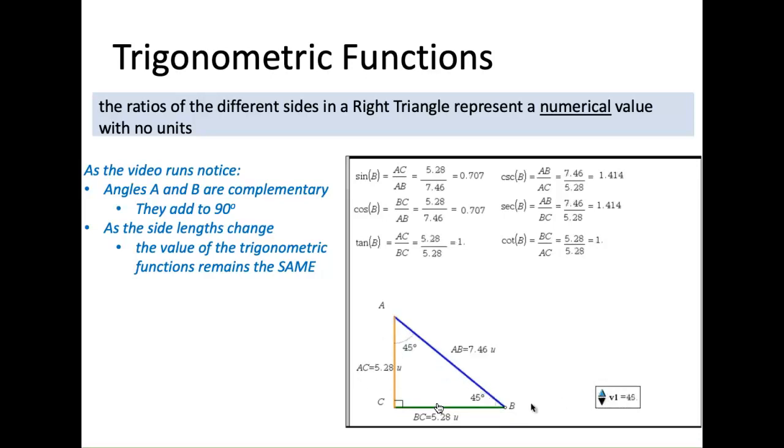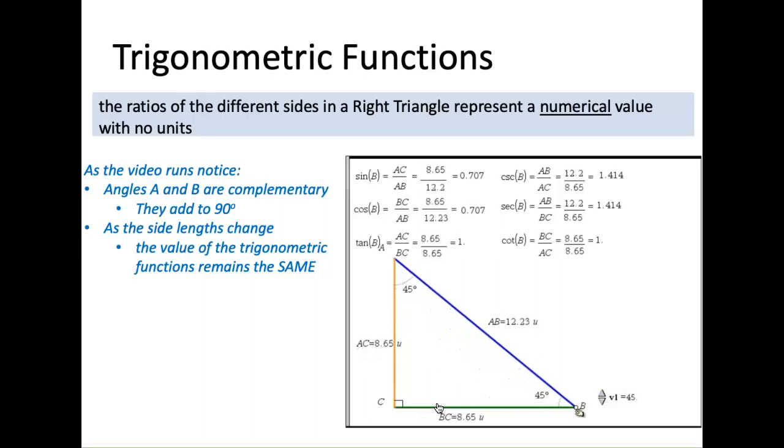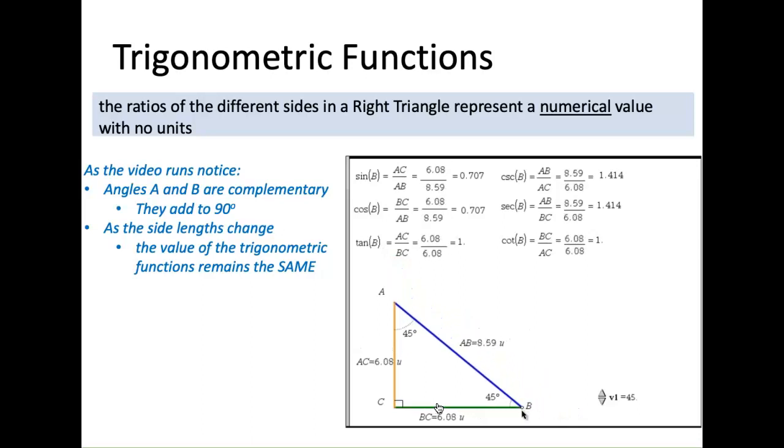Now, if I change the angle and look at angle B as being 45 degrees and look at the sides, notice here the ratios still stay the same. The sine of 45 degrees is 0.707. See that here? And then the cosine is 0.707. And then the tangent is opposite over adjacent, so that ends up being 1. Okay.